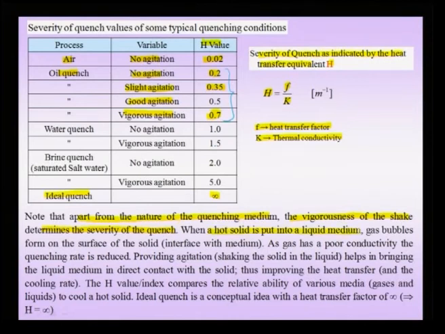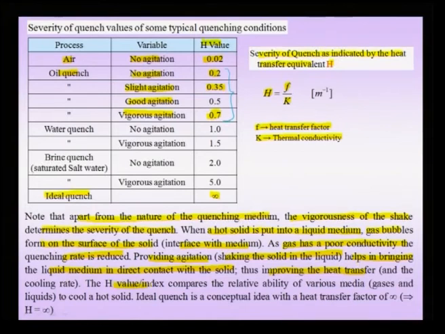When a hot solid is put in a liquid medium, gas bubbles form at the interface of the solid. These gas bubbles present at the interface with the medium can deteriorate the heat extraction process. This is because the gas has a poor thermal conductivity, and therefore the quenching rate is reduced locally, especially where the gas bubble is present. Providing agitation, that means shaking the solid in the liquid, helps in bringing the liquid medium in direct contact with the solid, thus improving the heat transfer and the cooling rate.